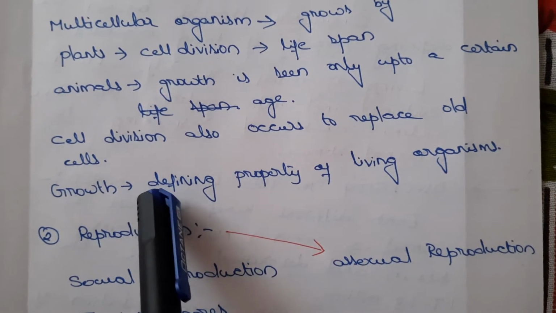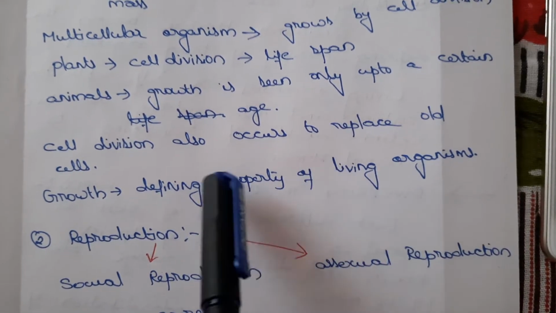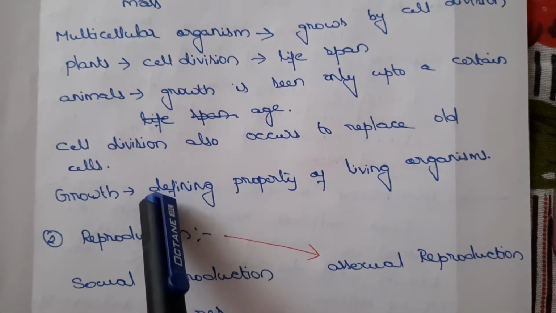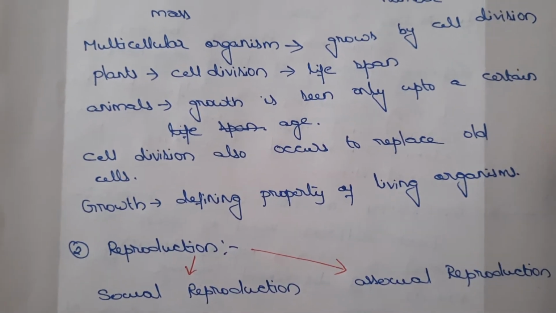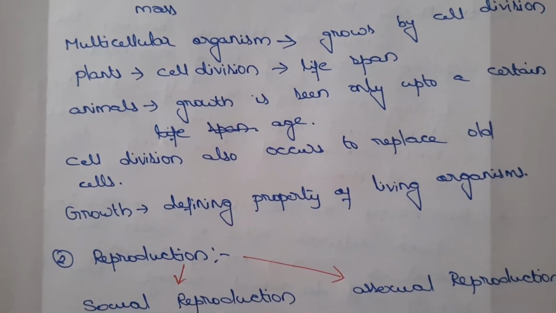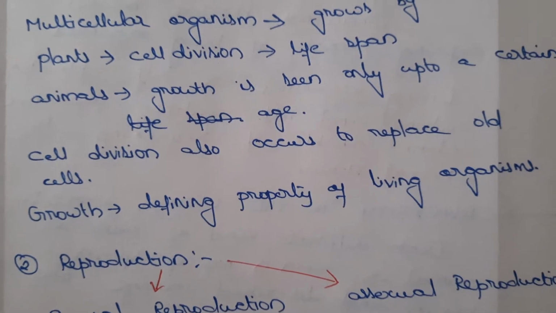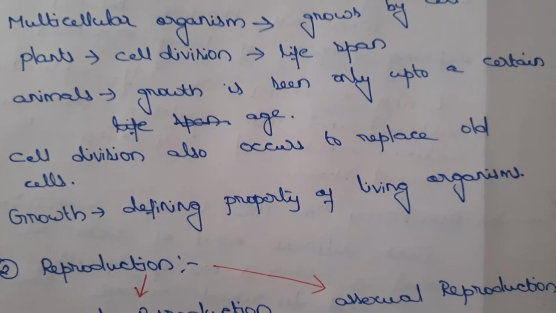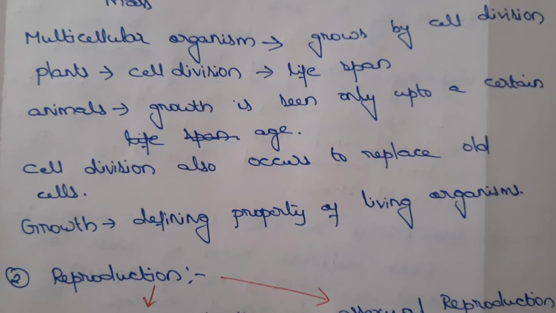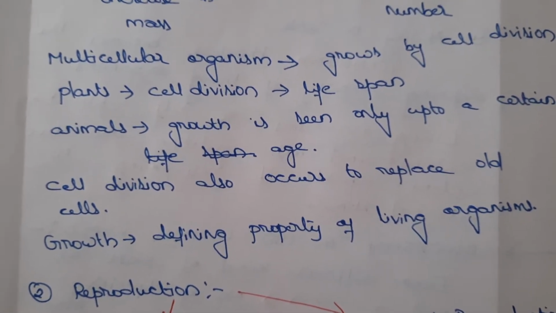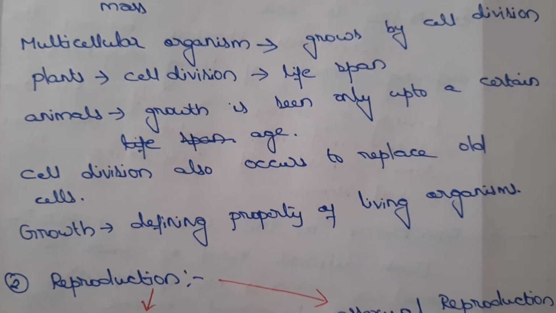Now, as we said, all living organisms grow. But growth cannot be considered a defining property of living organisms, because we see that mountains also increase in their mass. That means certain non-living things such as mountains, boulders and sand mounds also grow. But the kind of growth seen in non-living things is the result of accumulation of materials on their surface, whereas in living organisms, growth is a property that occurs from inside.